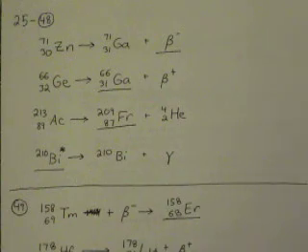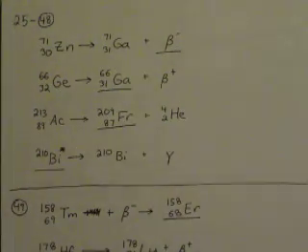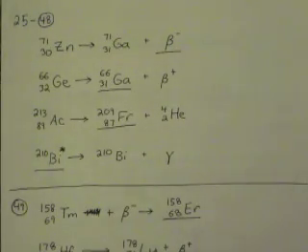And then bismuth-210. And that's an excited state of bismuth-210. Remember that for gamma decay, there is no transmutation of the nucleus. It stays as the same one.